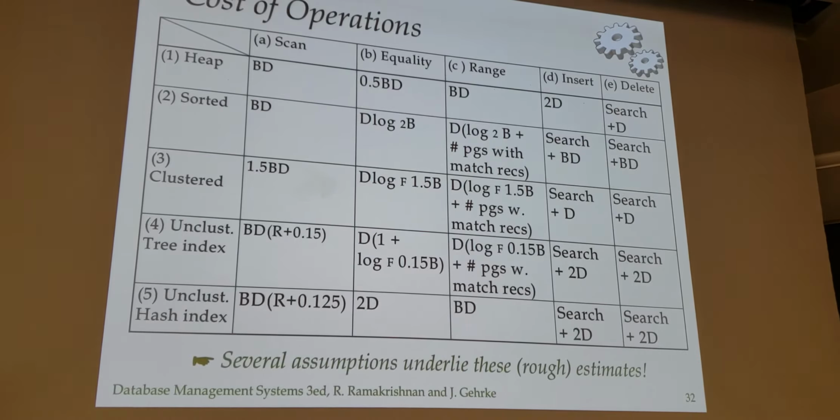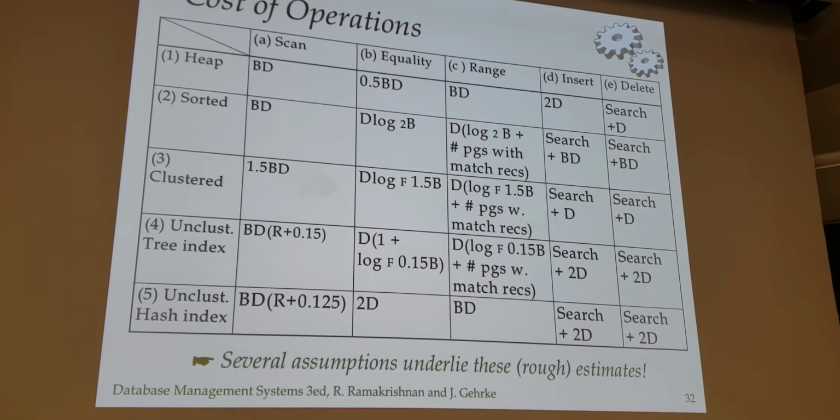Okay, if the file is sorted, and I need to do a scan, I need to touch everything, it's B times D. It being sorted doesn't help me, even though it happens to be sorted by age and salary, I still have to scan and touch everything, so it's B times D. Okay, what about equality? That looks a little more interesting.